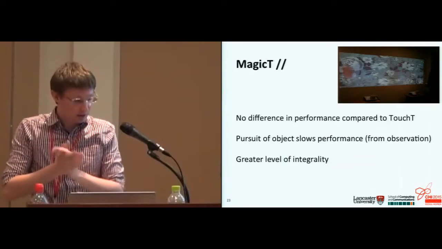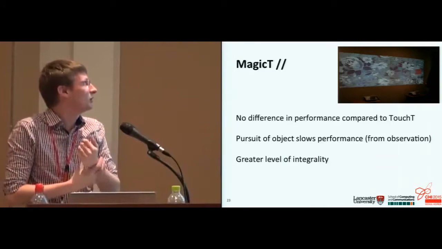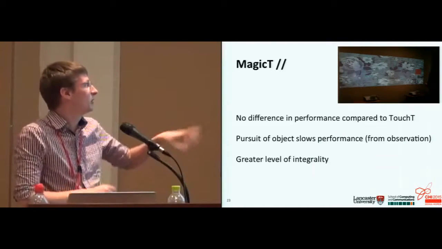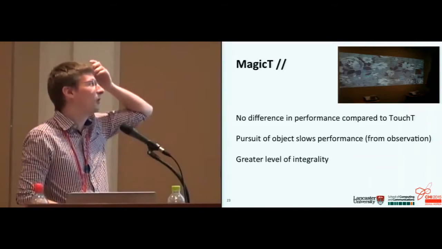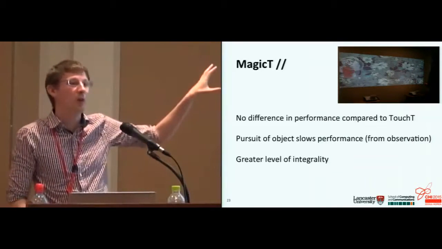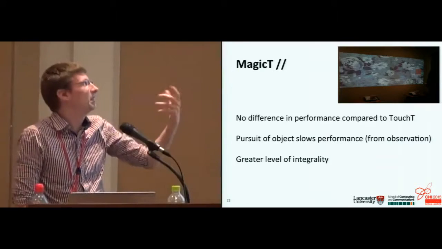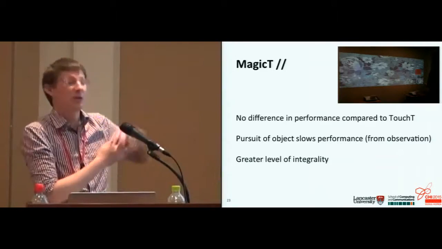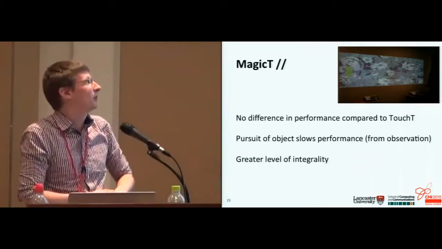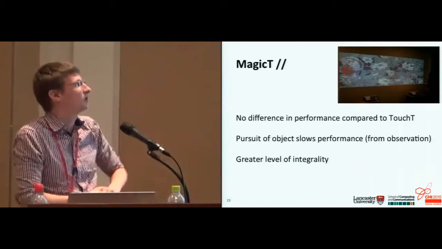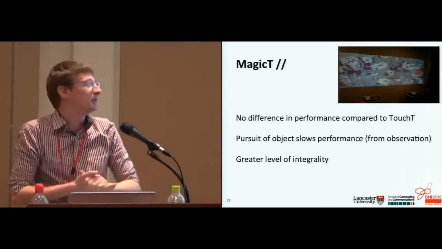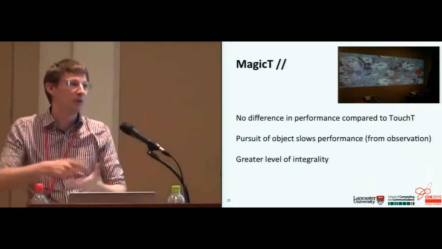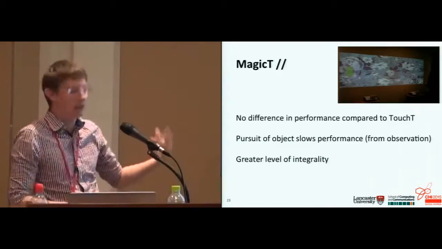For the magic translation, what we saw is that there was no difference here compared to the touch translation. And in fact, in some cases, we saw a slowing of performance with users trying to look at the object as it moved across. So the technique was designed that they would know where the target is, and then the object would catch up because they were looking at the target. But what actually happened was people would want to follow the object to move across the screen, which counteracted the effect that we had designed it for. But this did have greater levels of integrality, so people were performing the rotation and scale components while the gaze component was happening.